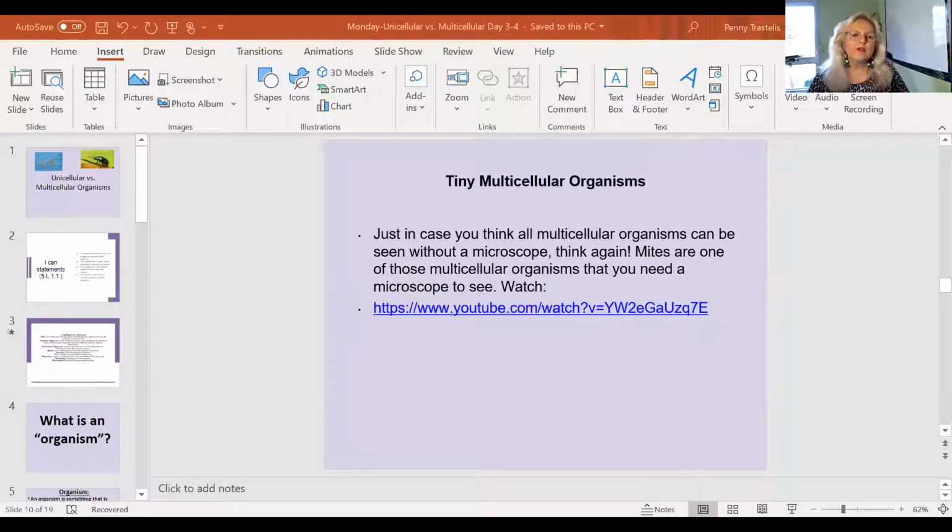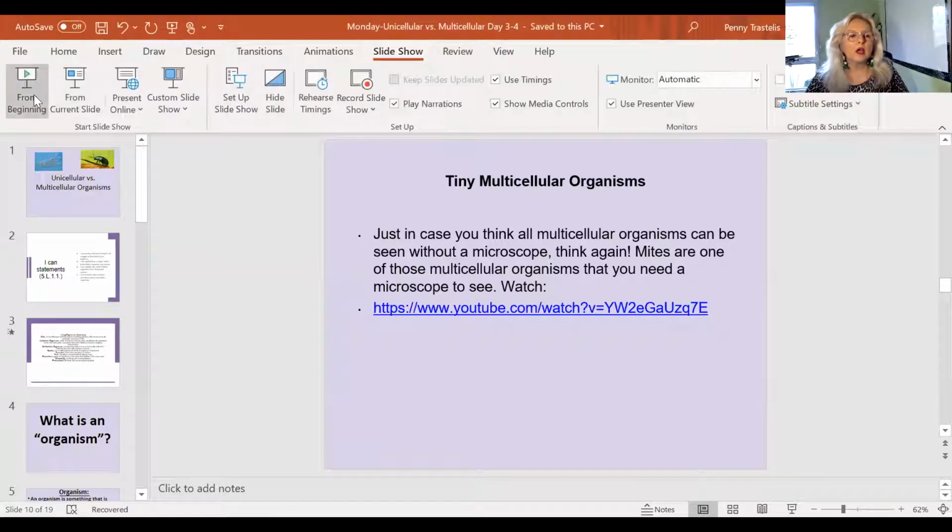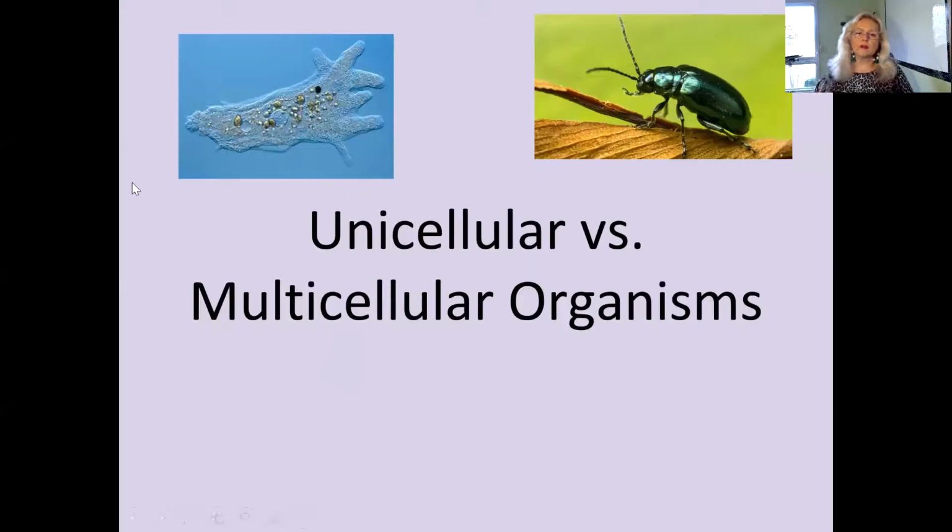Alrighty, we're going to go from the very beginning. We are going to be talking about unicellular versus multicellular organisms. And you can see right here some pictures, and as you notice, they look very different. One is a very odd looking kind of organism that we don't normally see around. And of course, one is some kind of beetle.